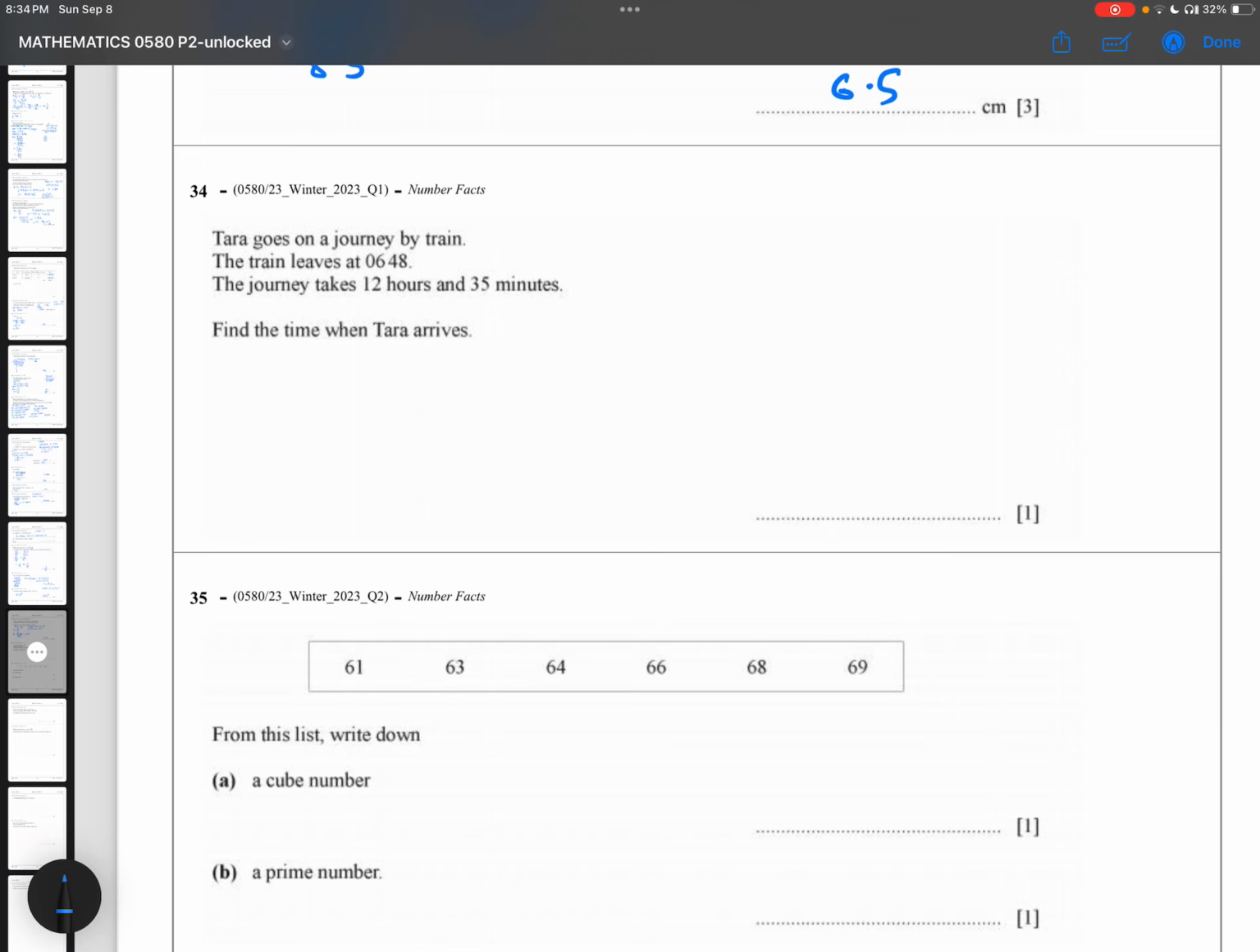In question number 34, Tara goes on a journey by train. The train leaves at 06:48. The journey takes 12 hours and 35 minutes. Find the time when Tara arrives. So the arrival time is equal to departure time plus journey time. In this question we have been given the departure time and journey time. Let's add these two times together, 0648 plus 12:35.